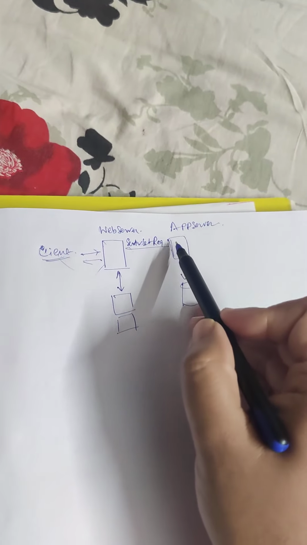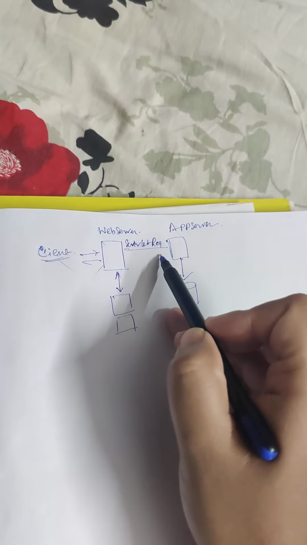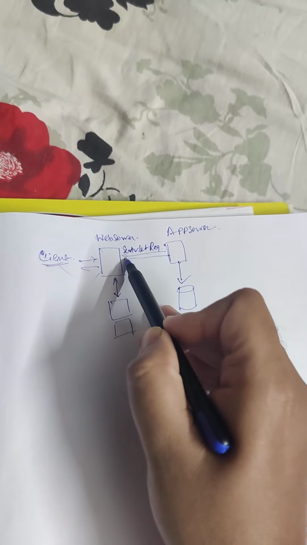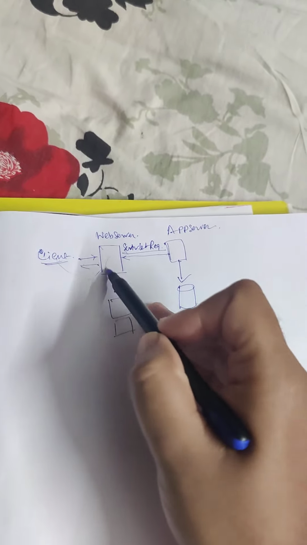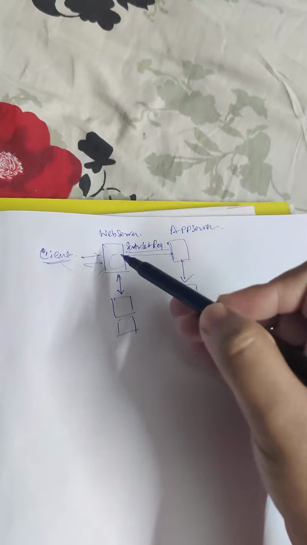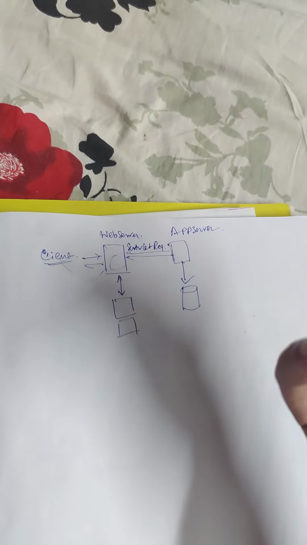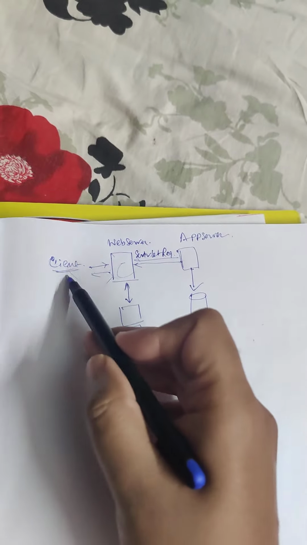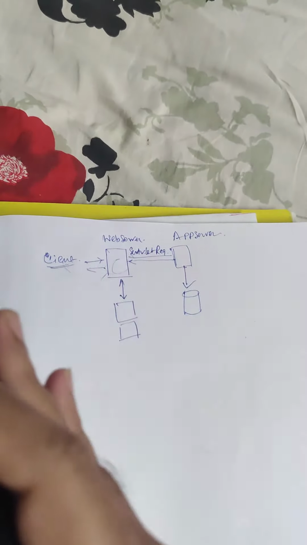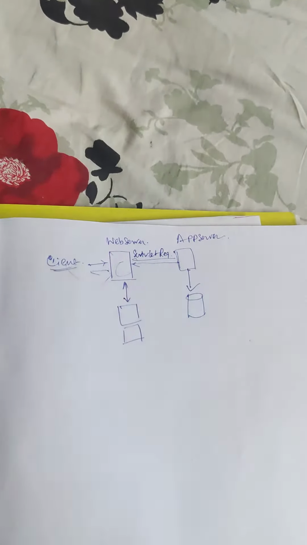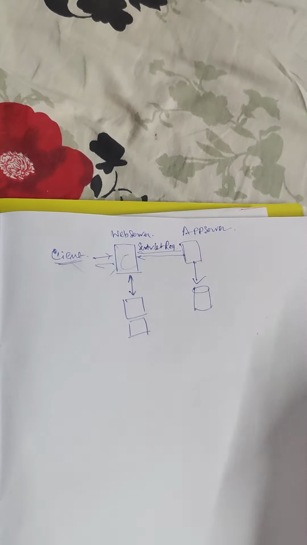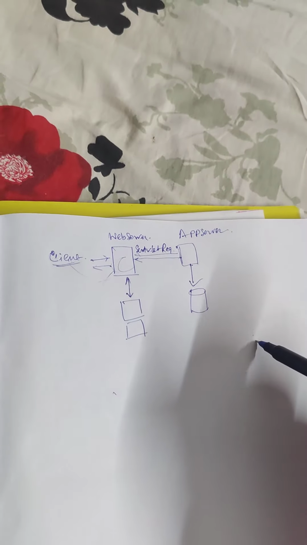Then finally, when the app server is done with his work, he gives the result back to the web server, and the web server, after having that result, adds the required static pages and provides this to the client. So that is a general, very high-level overview of what the app server and web server do.